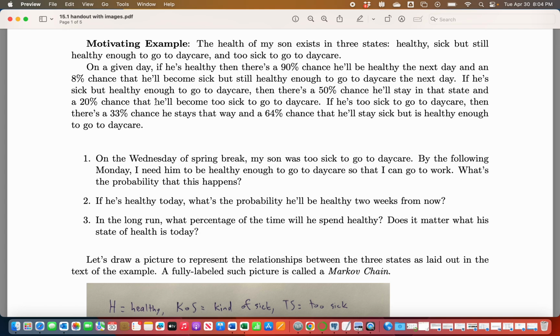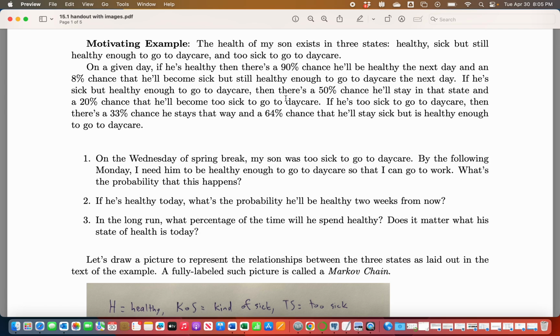So let's say that I've looked back on past data, I've kept really good records, and I've noticed that if he's healthy, there's a 90% chance he'll be healthy the next day. So if he's healthy today, most of the time he'll be healthy the next day, an 8% chance that he'll be sick, but I can still send him to daycare the next day. If he's sick but healthy enough to go to daycare, there's a 50% chance he'll stay at that level of sick for the next day, and a 20% chance he becomes too sick to go to daycare. If he's too sick to go to daycare, there's a 1 in 3 chance he stays that way, 64% chance that he'll still be sick but healthy enough to go to daycare, kind of recover some.